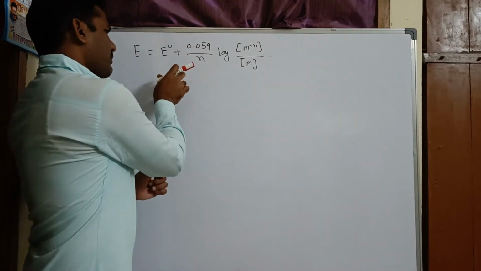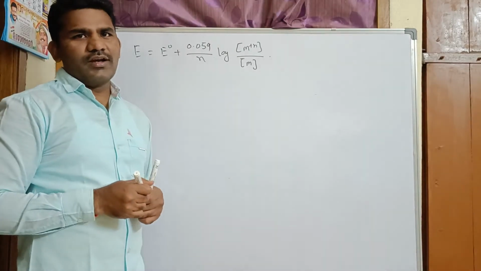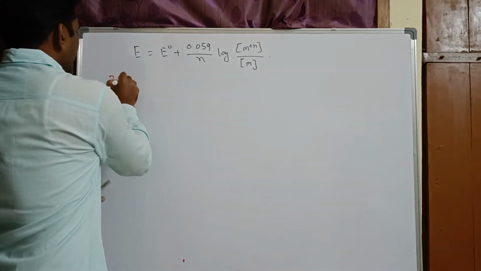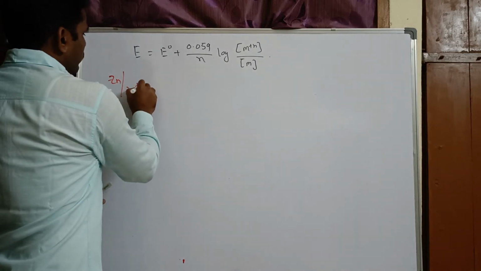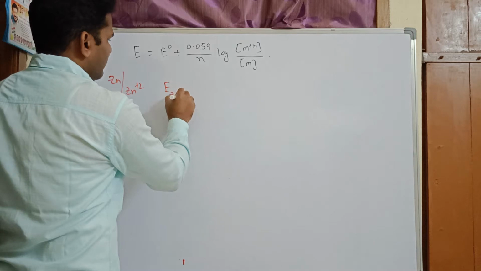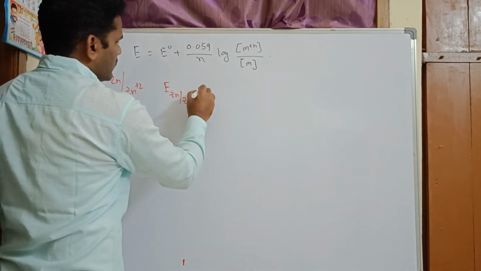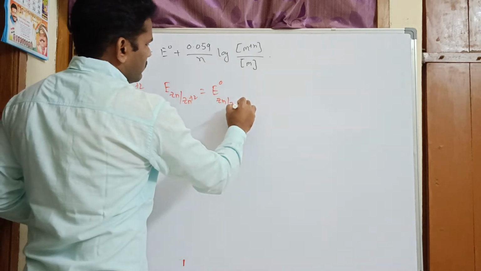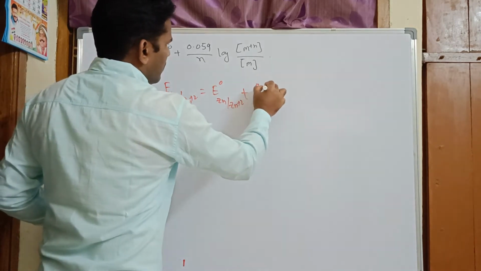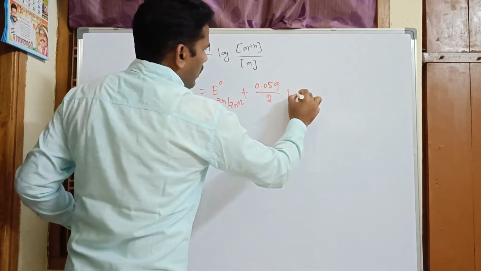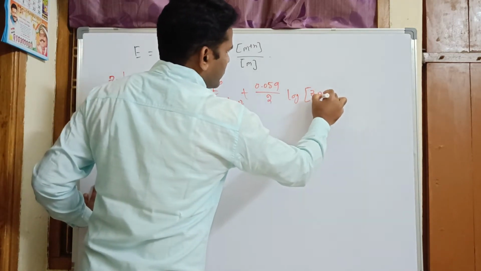Now, let us apply this Nernst equation to a single electrode of a zinc rod placed in zinc sulphate solution. So we can write the equation as E Zn/Zn2+ = E naught Zn/Zn2+ + (0.059/2) log of Zn2+ concentration.